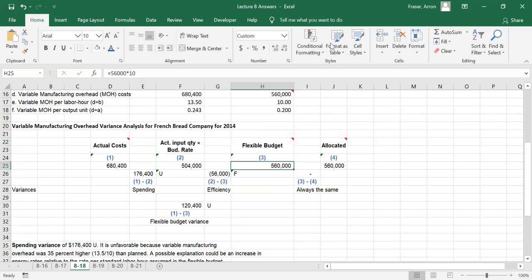When we look at the flexible budget variance, which is the actual cost minus the flexible budget, actual cost was more than the flexible budget amount. So you'll have an adverse variance of $120,400 as a flexible budget variance. Any questions?